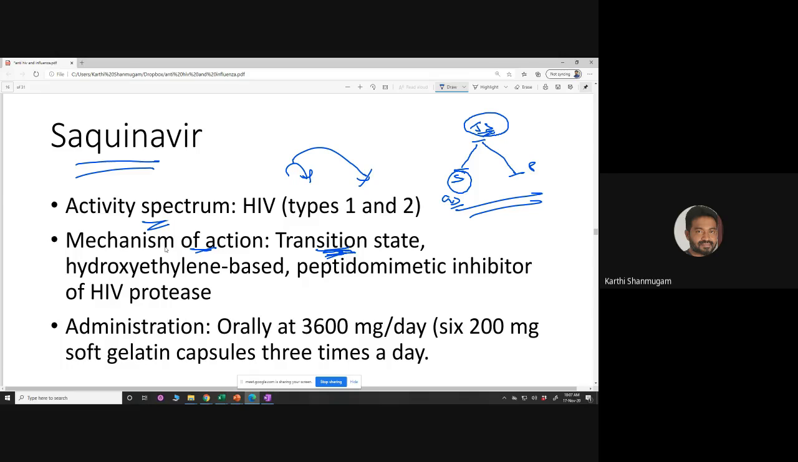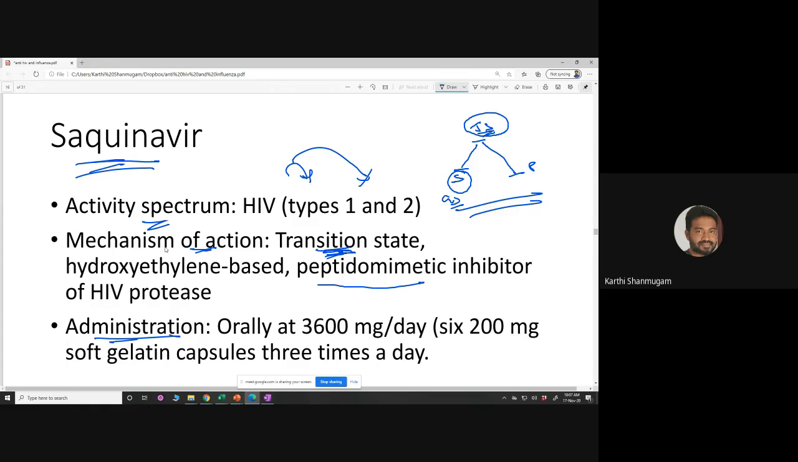So the mechanism of action of this molecule is that it is a transition state inhibitor, which is a peptidomimetic inhibitor. The substrate for protease is some protein molecule. Peptidomimetic means the inhibitor is also a kind of peptide. It's not a protein, it's a kind of peptide that mimics the substrate molecule.